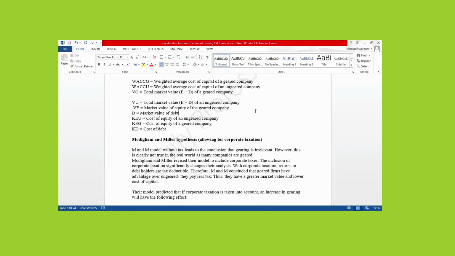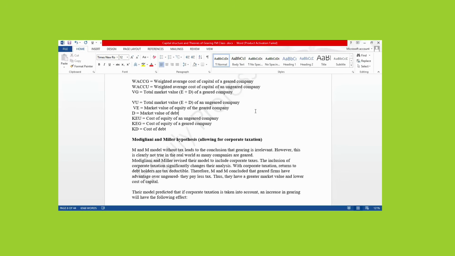Therefore, Modigliani and Miller argue that where there is taxation, the value of a geared company will be higher than the value of an ungeared company. This is because the geared company will enjoy tax relief. The tax relief will be used to reduce the cost of capital of the geared company. Reduction in the cost of capital of the geared company will increase the value of a geared company.